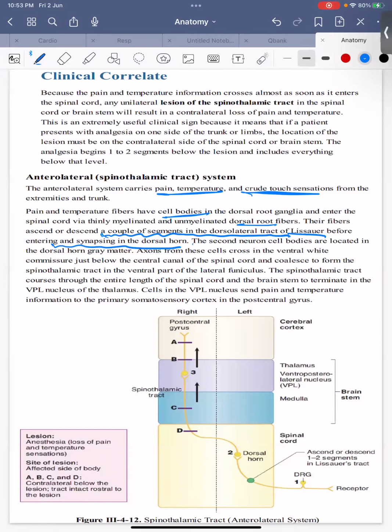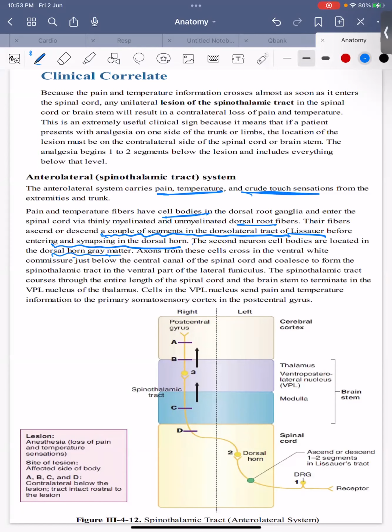That's why, whenever you have lesions of the spinothalamic tract, the sensory level is one or two segments below the level of the lesion in the spinal cord, because these fibers ascend one or two segments above. Second order neurons, again, are present in the dorsal horn of the gray matter.